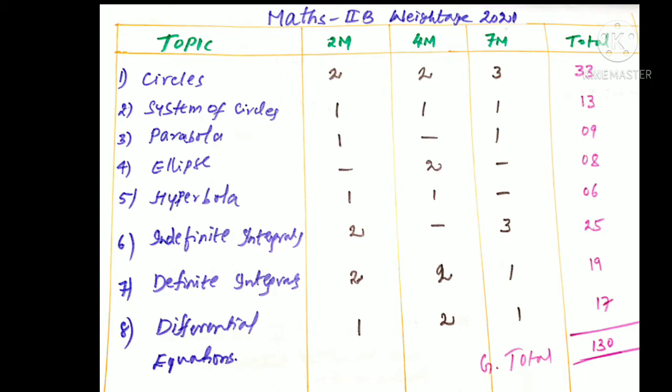Okay, now the last and final topic is differential equations. From this differential equations, 1 2-mark, 2 4-mark, 1 7-mark question will come. So total its weightage is 17 marks. These are the various topics under the 2B maths. What are the topics, you know very well, and what is its weightage, you also know very well from this chart, and also you know the total marks. Along with the choice, it is totally 130 marks including the choice.